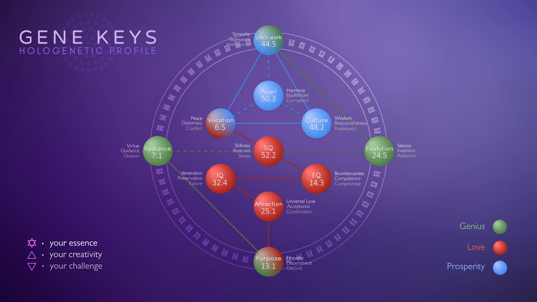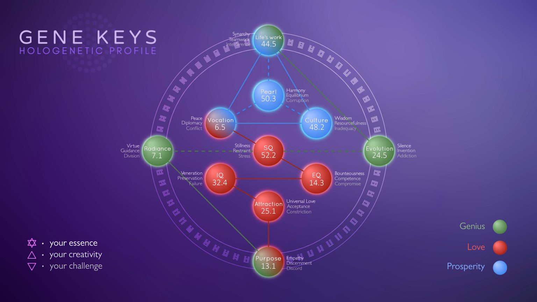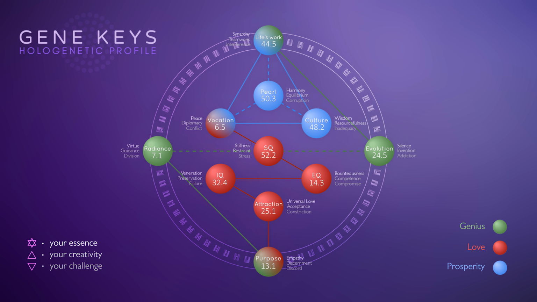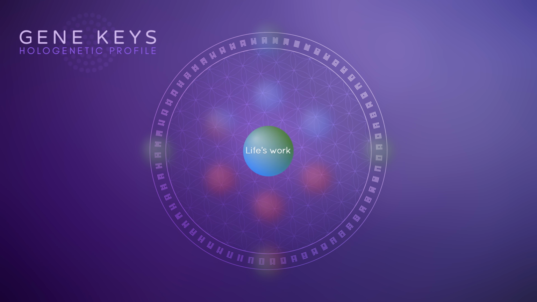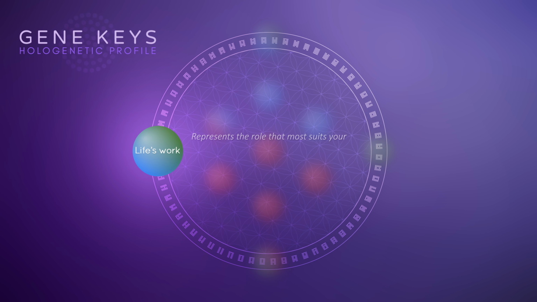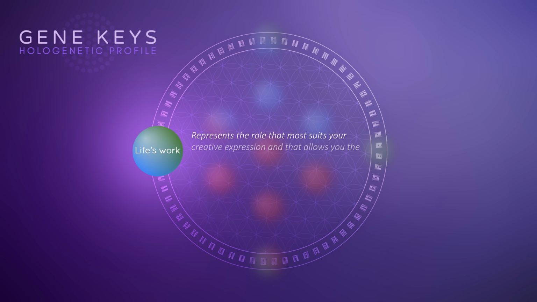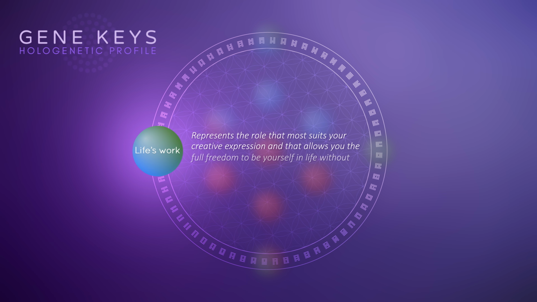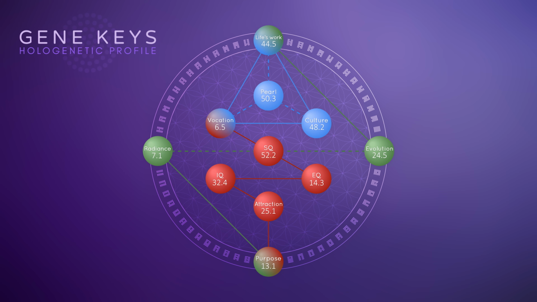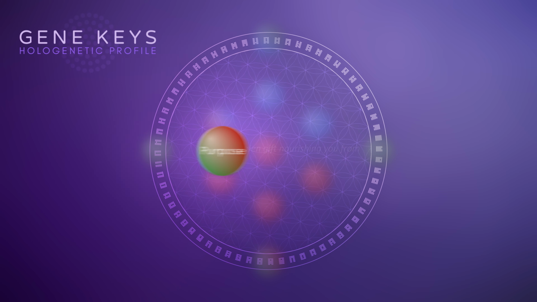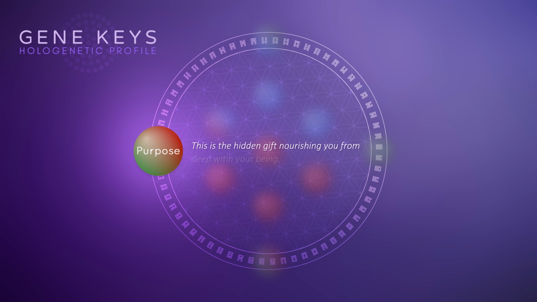Where do we begin? Every profile consists of a series of spheres, and these represent themes in your life. These can be seen in the colored circles in your profile. The life's work sphere at the top represents the role that most suits your creative expression and that allows you the full freedom to be yourself in life without compromise.